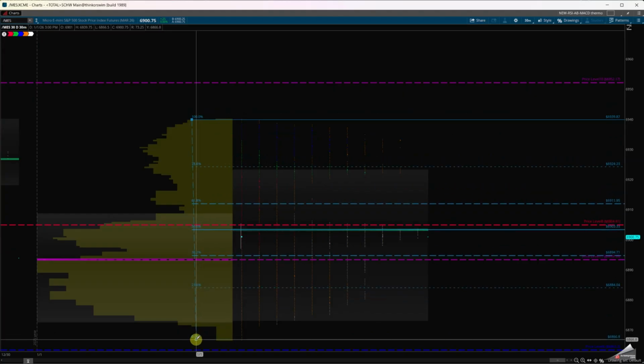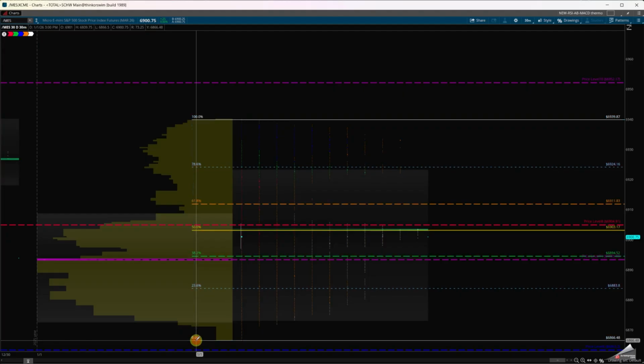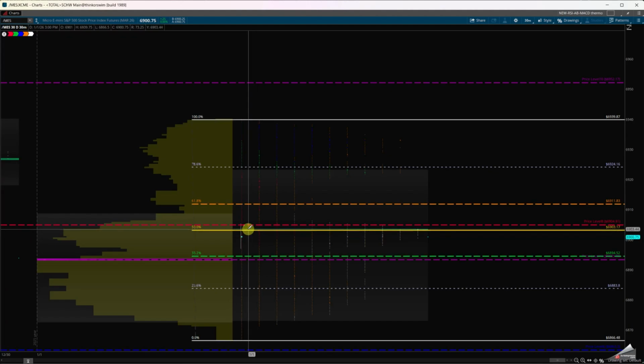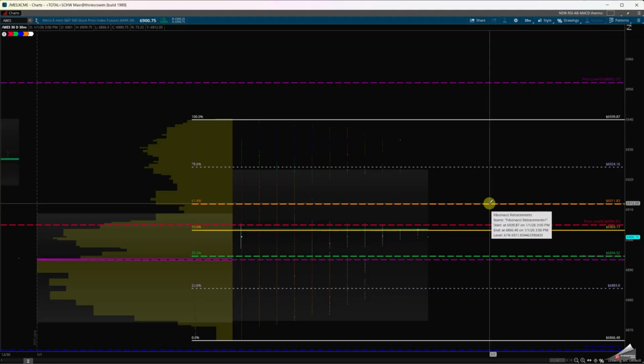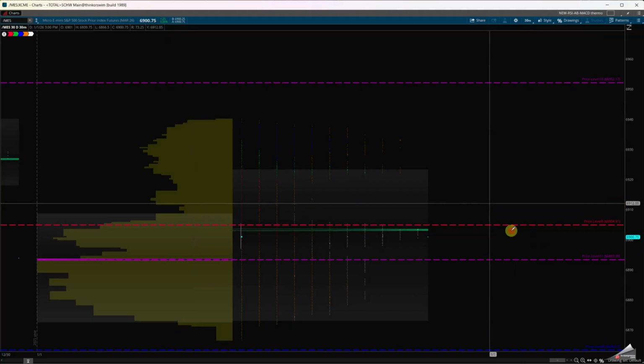I'm just not going to make it exactly to the cents. You can see it's 68, 66.50. And you can see that my 50% is slightly below my open, above the open, as well as the close, which is 6900.75. So at least you'll know where those Fibonacci's are on the charts in relationship to the market profile.